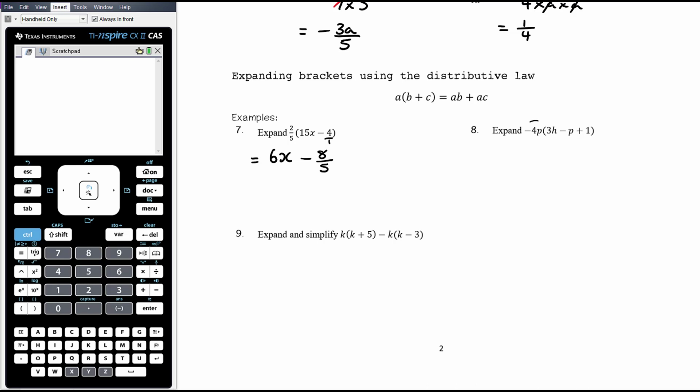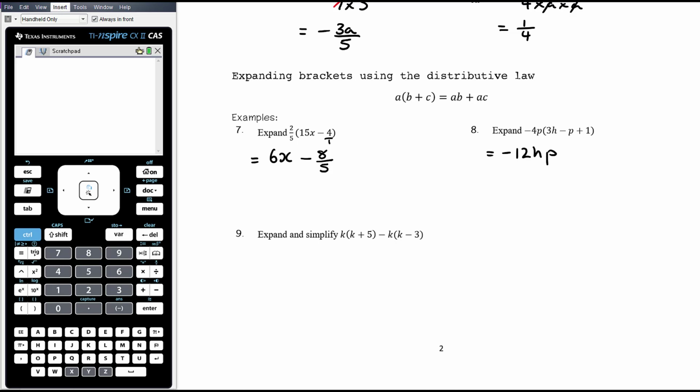Okay, expanding out here, so again the term outside must multiply everything inside, so we're going to need 3 multiplications. It's negative 4p times 3h, so that's negative 12ph, or hp, however you prefer. Generally speaking, we probably write them alphabetically, but it doesn't really matter.